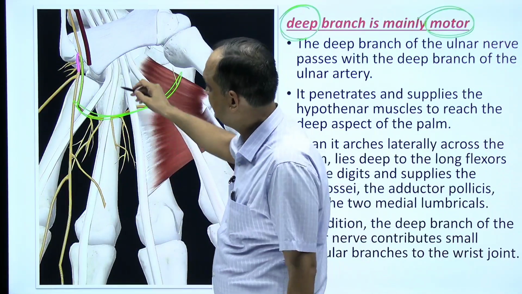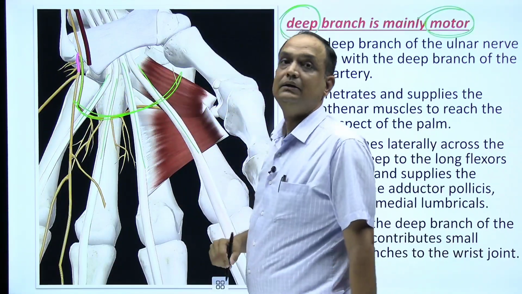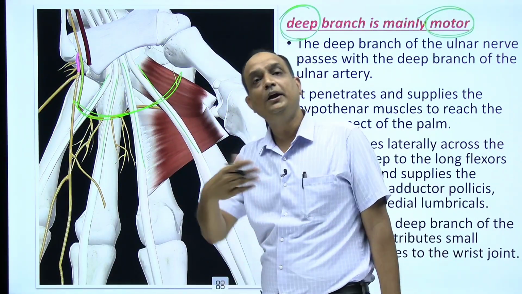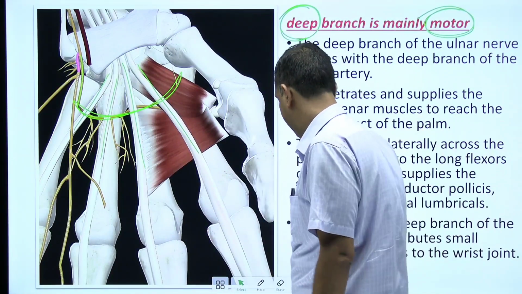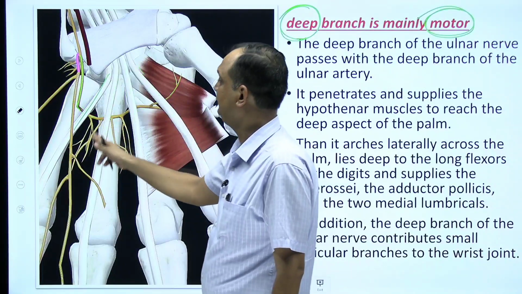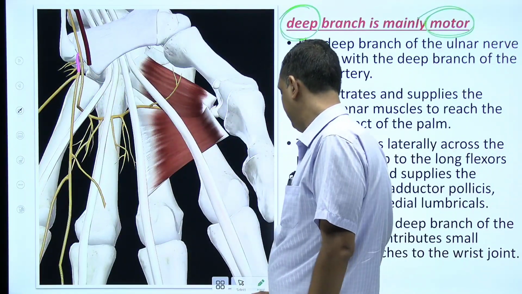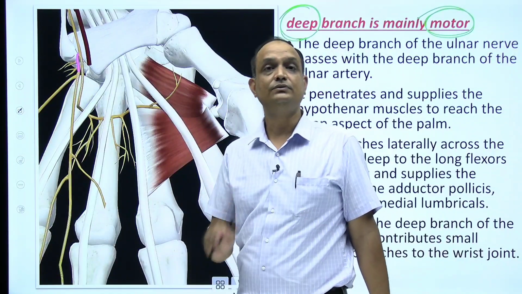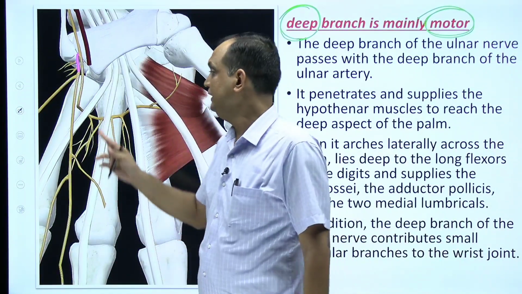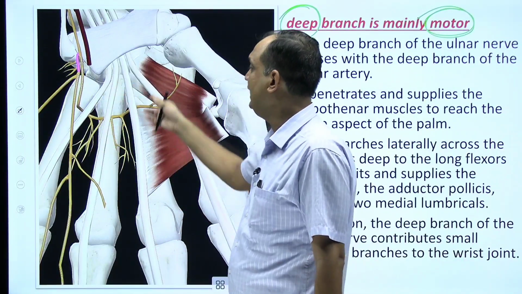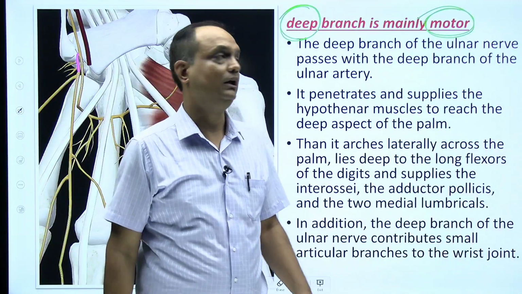So, here you can see that these are the long flexor tendons, and the deep branch lies deep to the long flexor tendon. When you have names like superficial branch and deep branch, you have to understand the meaning of these words. The branch which is superficially placed is superficial, and the branch which goes deep to these long flexor tendons is known as the deep branch of your ulnar nerve.